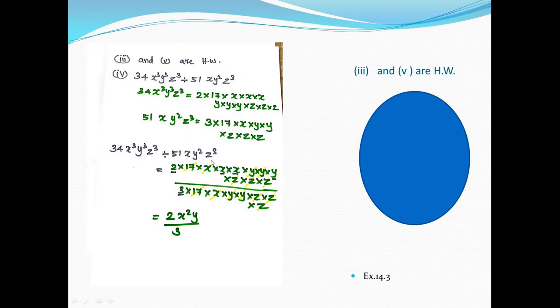First we can strike off 17, then we can strike off x, then we can strike off y, 2 y's, then we can strike off this 3 z's. So the remaining will be 2x square y divided by 3. Let us move to the next one.